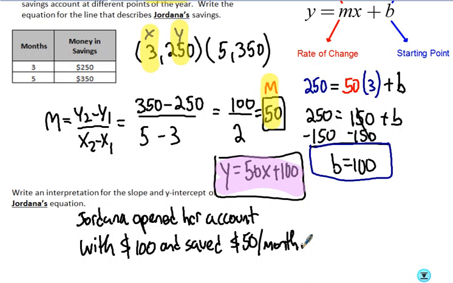Alright, so hopefully you're feeling pretty good about this now since we've done a couple of those. So try number 2 on the right, and then we'll move on to the next page.